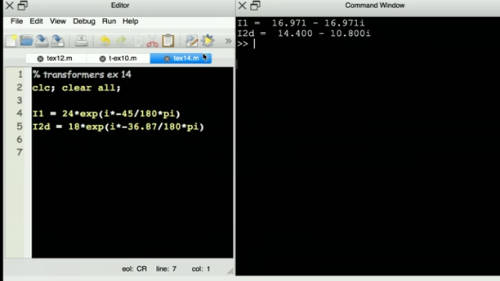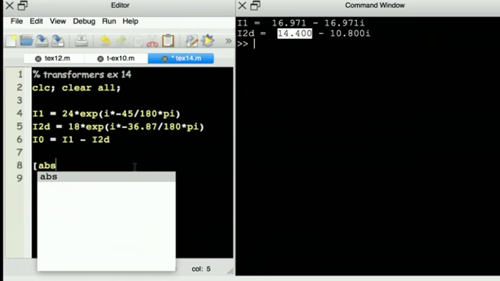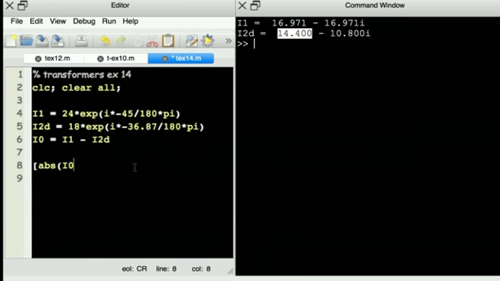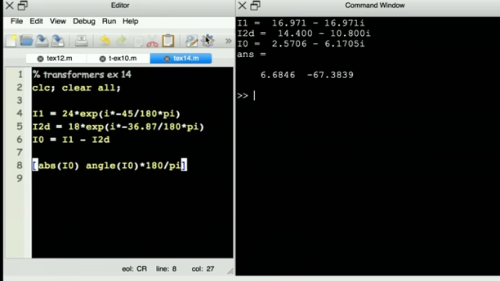So let me run and see. So I got the value of I1 and I also got the value of I2 dash. So now it's a matter of finding I naught. I naught is nothing but I1 minus I2 dash. So I want to display the absolute value of I naught and the angle of I naught. We have done this several times. So convert into degrees. So let's run it. So that's it. I'm getting 6.68 amperes at an angle of minus 67.38 degrees.